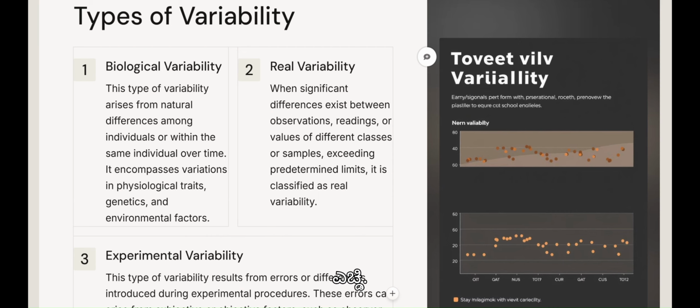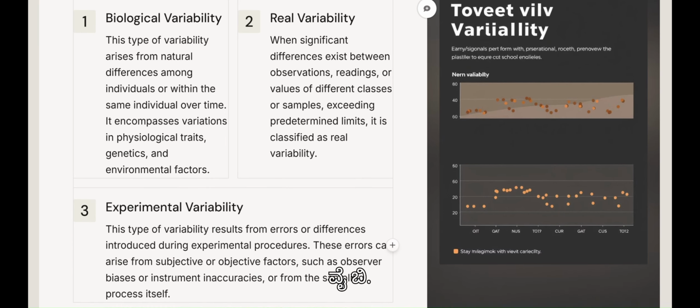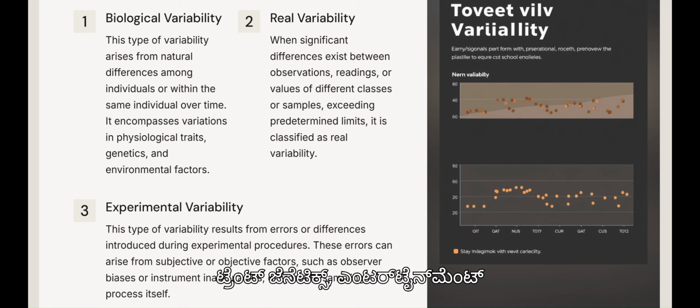Types of variability. Biological variability. This type of variability arises from natural differences among individuals or within the same individual over time. It encompasses variations in physiological traits, genetics, and environmental factors. Real variability. When significant differences exist between observations, readings, or values of different classes or samples, exceeding predetermined limits, it is classified as real variability.